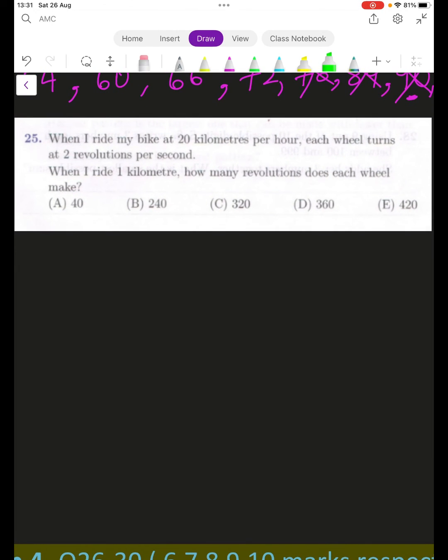We are on to question number 25. This is the last question of this section. When I ride my bike at 20 kilometers per hour, each wheel turns at 2 revolutions per second. When I ride 1 kilometer, how many revolutions does each wheel make?